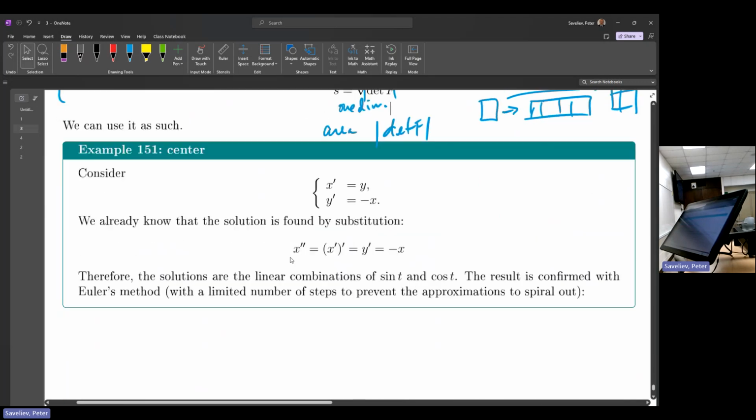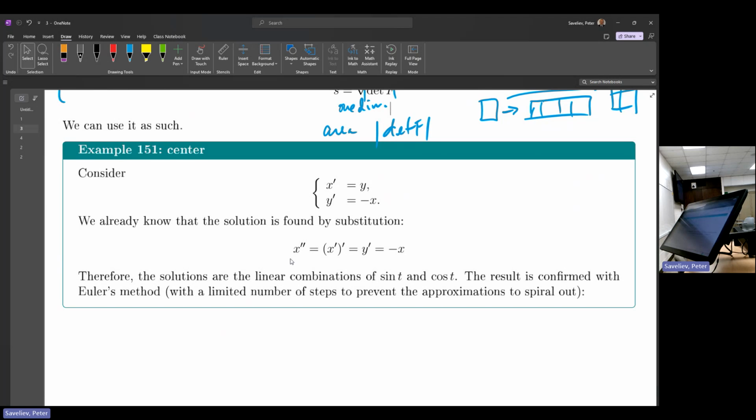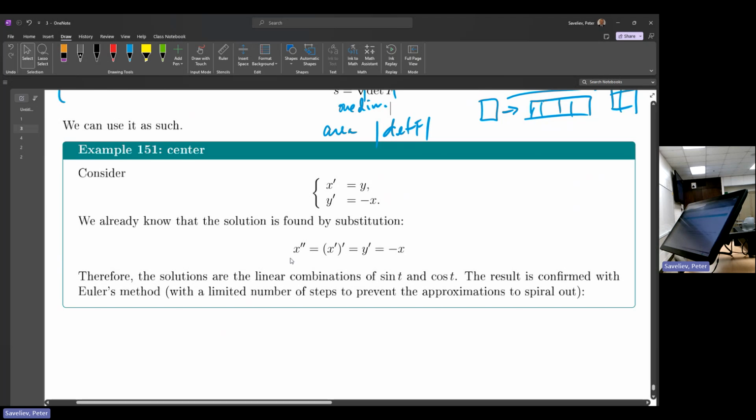Okay, so if we take this differential equation, which is maybe familiar, x prime is equal to y, y prime is equal to negative x, which we solved previously.